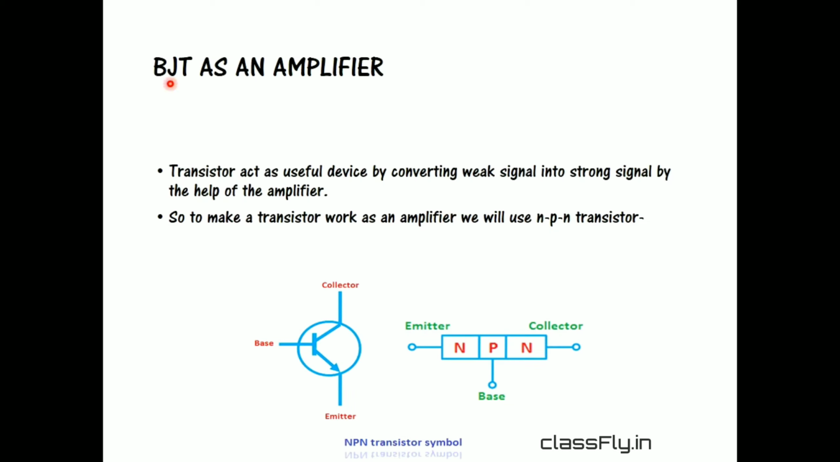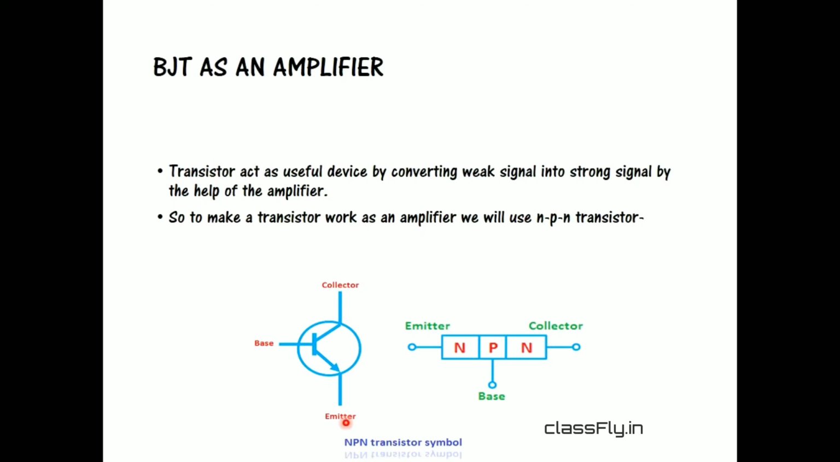So today we will be dealing with the topic BJT as an amplifier. Here we convert the transistor into the form of an amplifier. That means, what does an amplifier do? It converts a weak signal into a strong signal. Similarly, here we will use a transistor as an amplifier. It states that the transistor acts as a useful device by converting a weak signal into a strong signal with the help of an amplifier. To make a transistor work as an amplifier, we will use an NPN transistor.